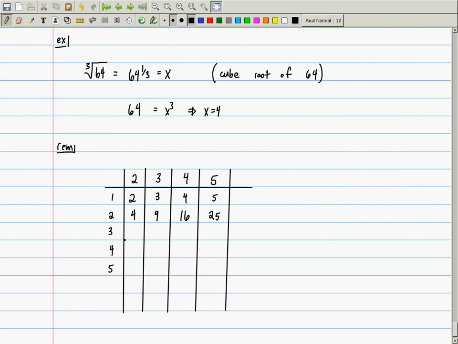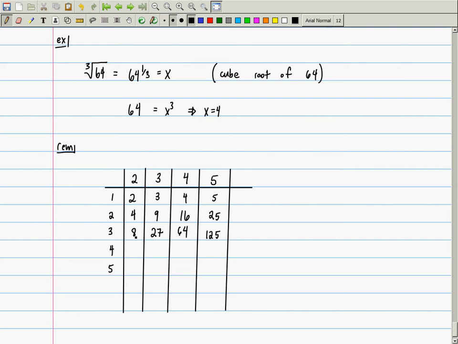Then 2 to the 3. So now the next row is going to be the cubes. 2 to the 3 is what? 8. 3 cubed, 27. Good. 4 cubed, 64. And 5 cubed, 125. Okay, good.